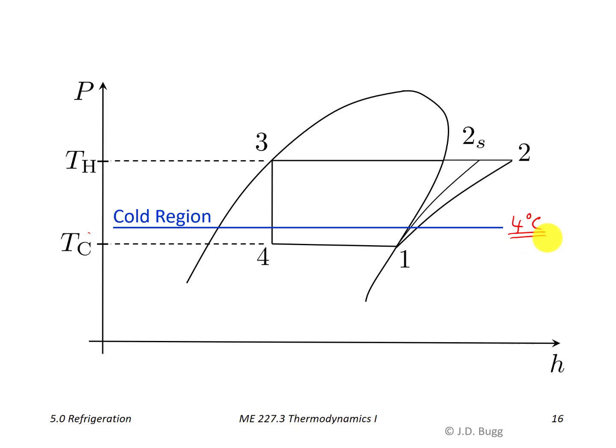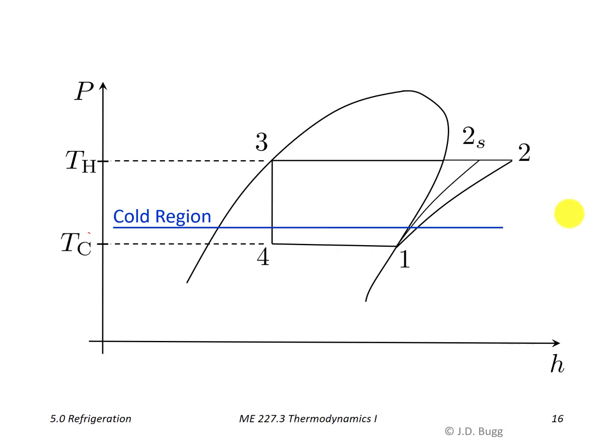So that means the refrigerant inside the evaporator has to be something less than 4 degrees C. And typically it's quite a bit less than 4 degrees C. It would be minus 20 degrees or so, because we need this temperature difference to drive the heat flow. So the heat has to flow from the surroundings into the refrigerant, so the temperature in the surroundings has to be higher than the refrigerant.